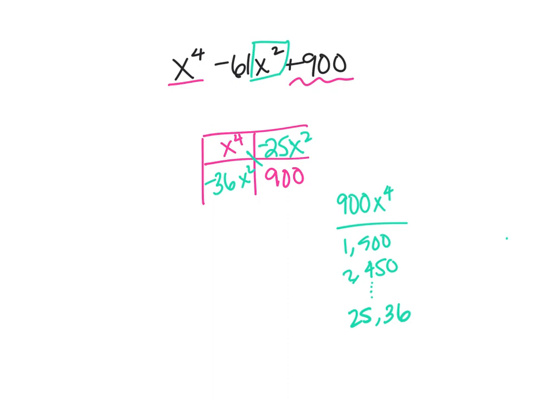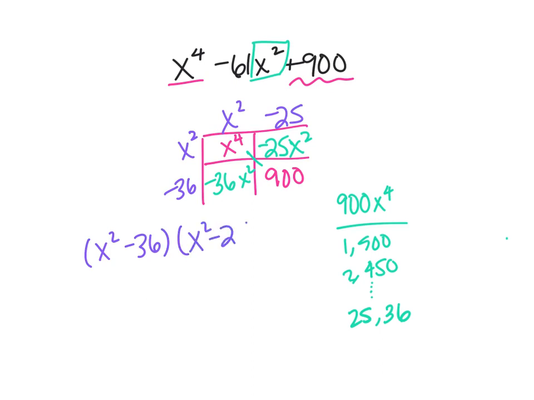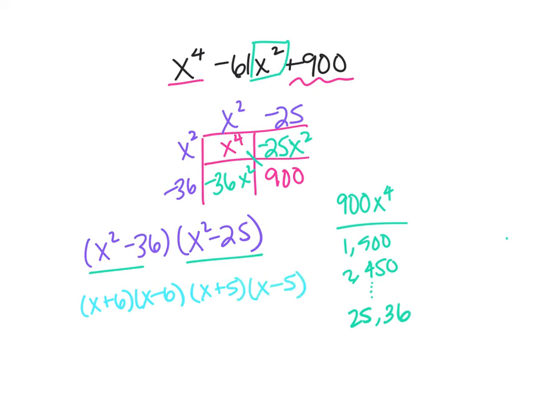The rest of this works as usual. Look for one of those GCFs so we can pull an x squared out of both of those. Negative 25, negative 36. So this factors x squared minus 36, x squared minus 25. And again, you want to look to see if those can go any further. These are both differences of two squares. The square root of 36 is 6, and the square root of 25 is 5. So those were those new factoring methods that we touched on during this unit.